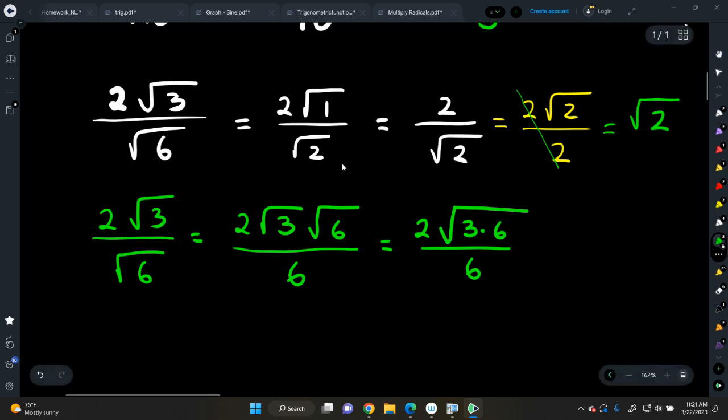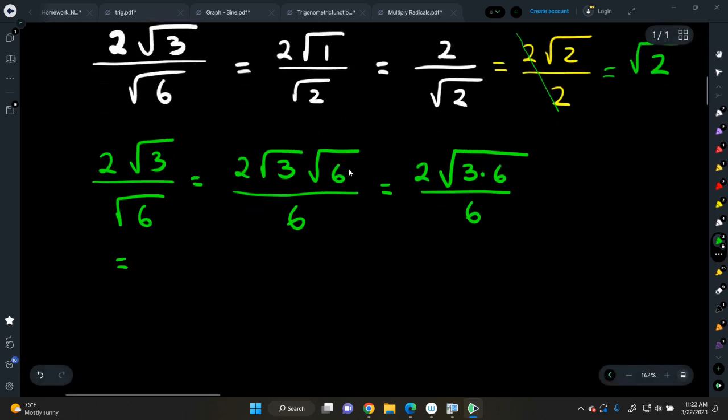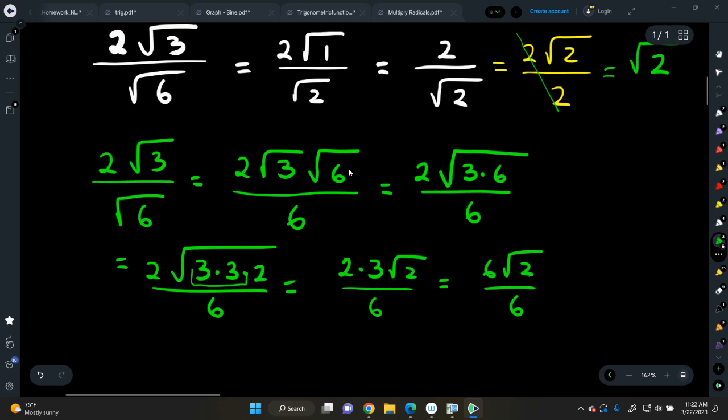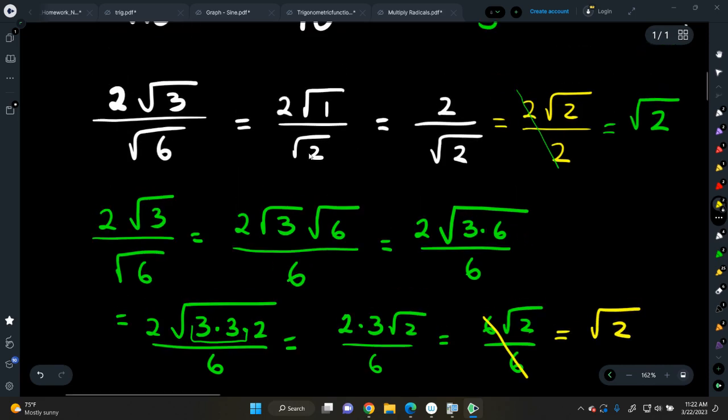Okay, everybody following? So we've got 2. I'm going to rewrite this as 3 times 6 is 3 times 2. Okay, so now we can bring these 3's out, right? And we get 2 times 3, root 2 over 6, which gives me 6 root 2 over 6. And what happens? The 6's will cancel, leaving me with the square root of 2. That's the same answer I got doing it this way, where I simplified first. Okay.